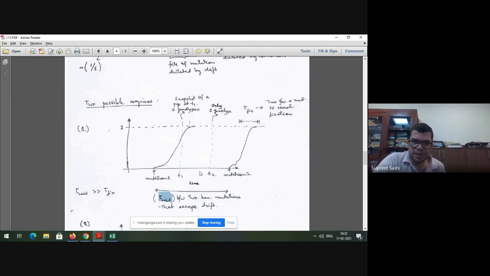The second time scale is that once this beneficial mutation escapes drift, what is the time it takes to reach fixation? Let's call that time tau fix.